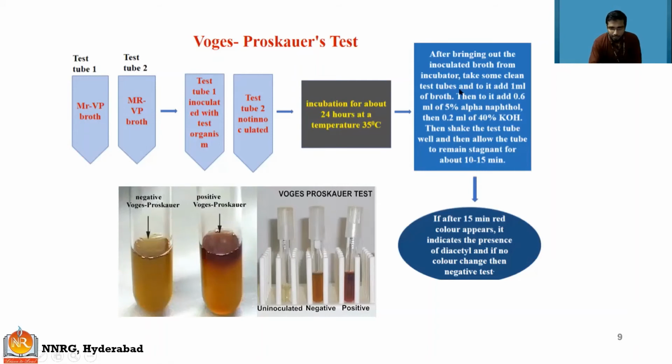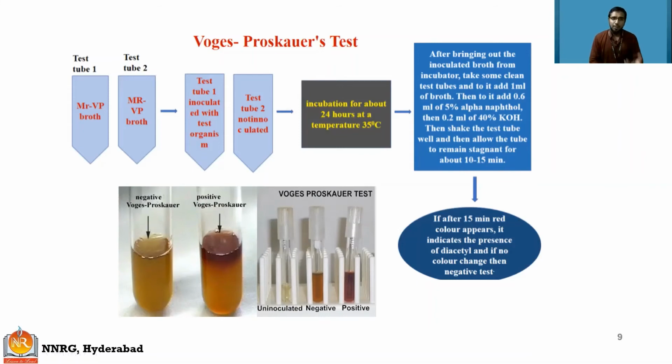Then let us see this one now. After bringing out the inoculated broth from the incubator, take some clean test tubes and add 1 ml of broth. Then add 0.6 ml of 5% alpha naphthol, then 0.2 ml of 40% potassium hydroxide. Then shake the test tube well and allow it to remain stagnant for about 10 to 15 minutes. What does it mean?